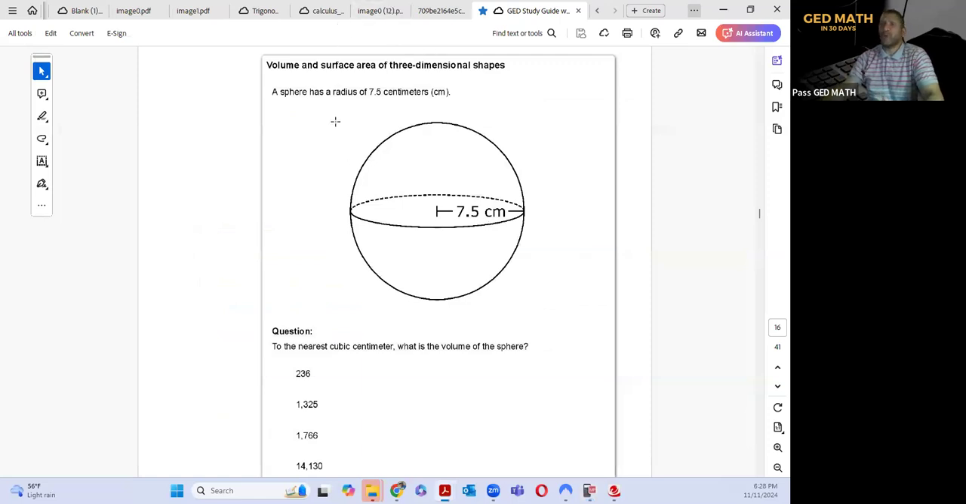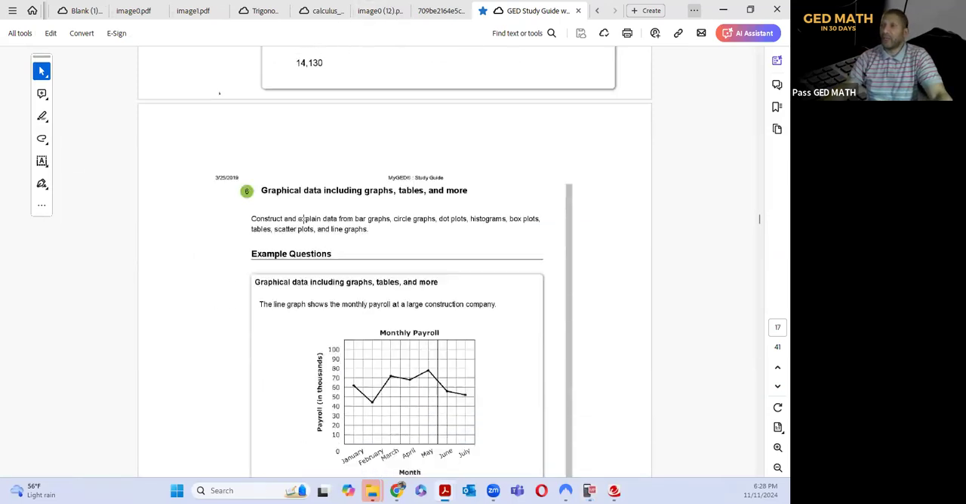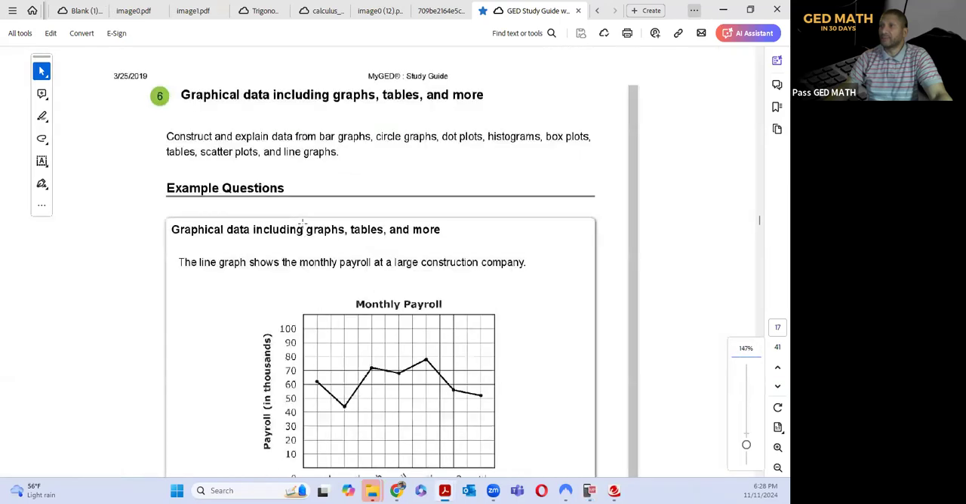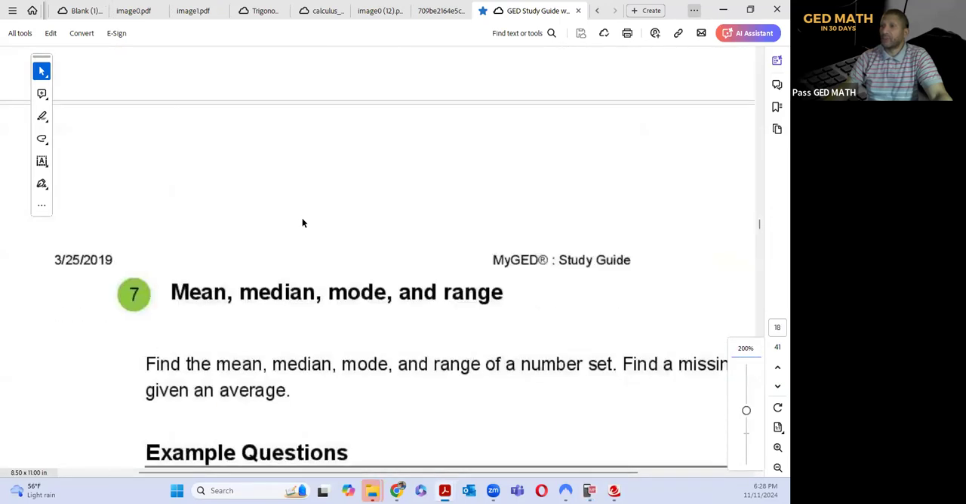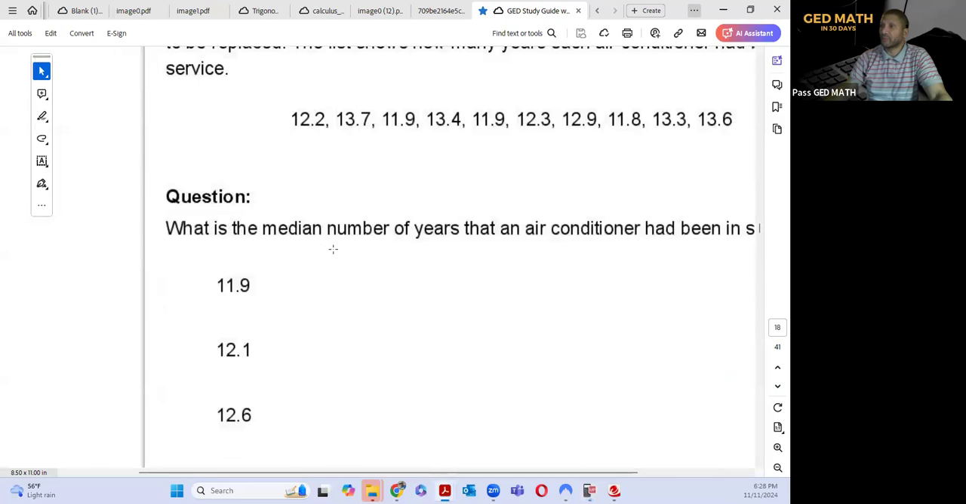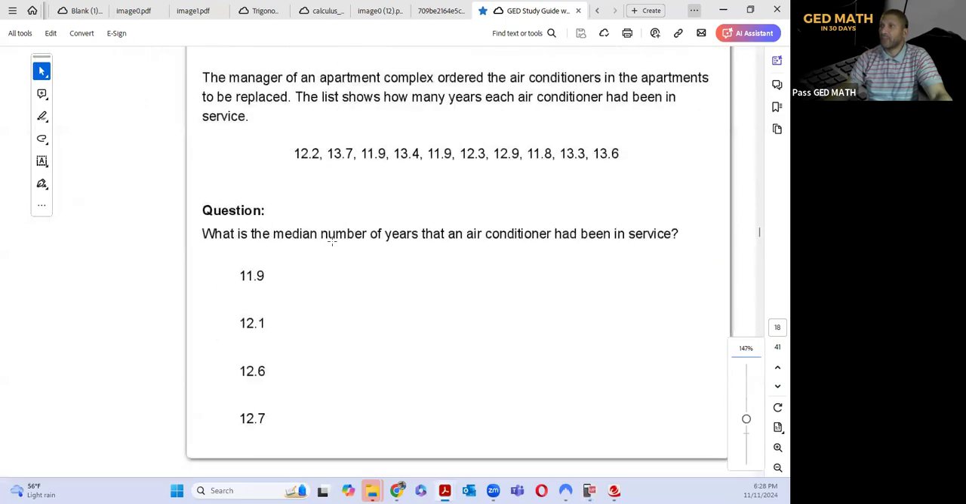So let me ask you a question. Since we're on questions like the GED, how would I do this problem here? Mean, median are on every single math exam. Mean and median are on every single science exam. Mean and median is on every single social study exam.